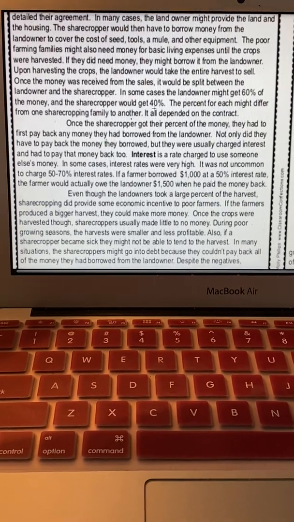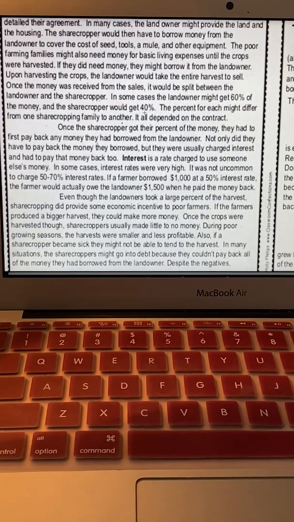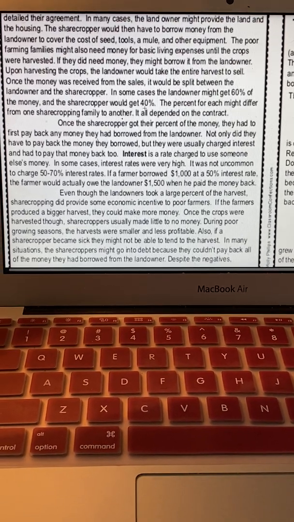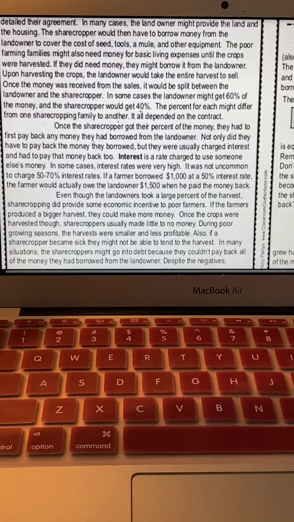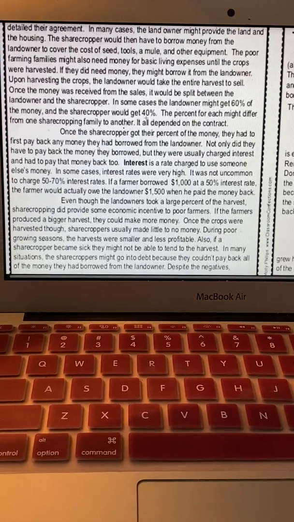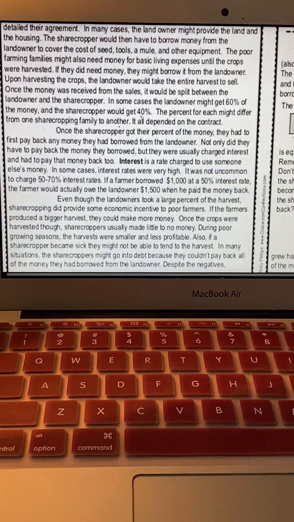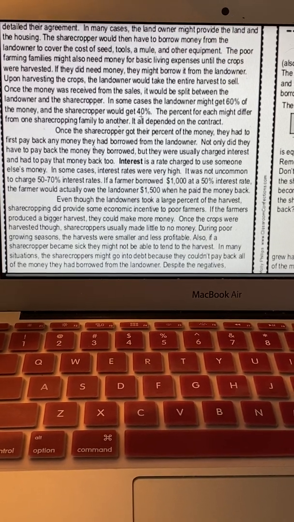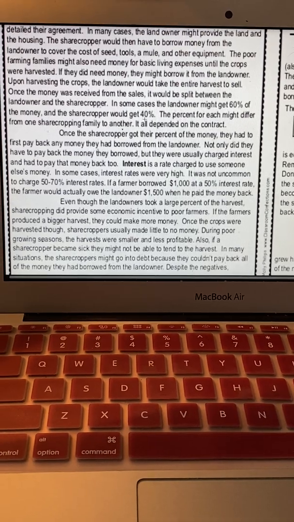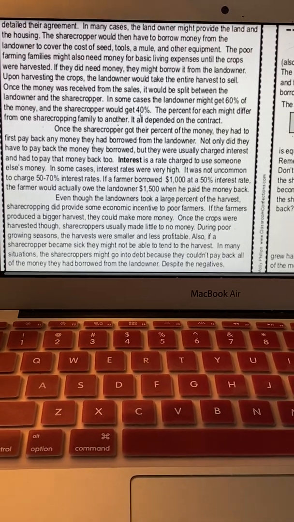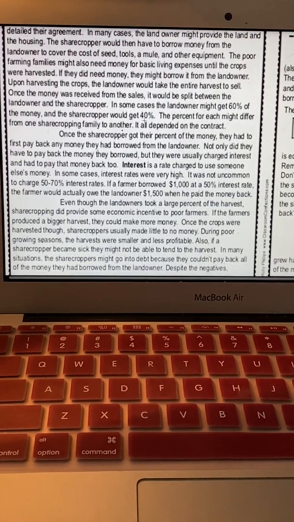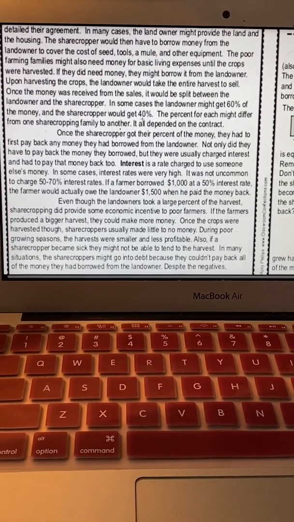Once the sharecropper got their percent of money, they had to first pay back any money they borrowed from the landowner. Not only did they have to pay back the money they borrowed, but they usually were charged interest and had to pay that back too. Interest is a rate charged on someone else's money. In some cases, interest rates were high, very high. It was not uncommon to charge 50 to 70% interest rates. If a farmer borrowed $1,000 at a 50% interest rate, the farmer would actually owe the landowner $1,500 when he paid the money back.